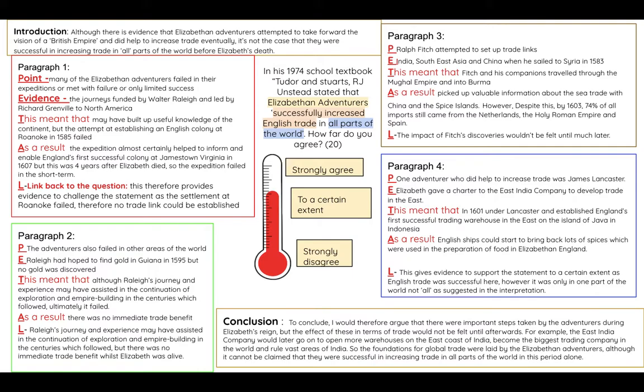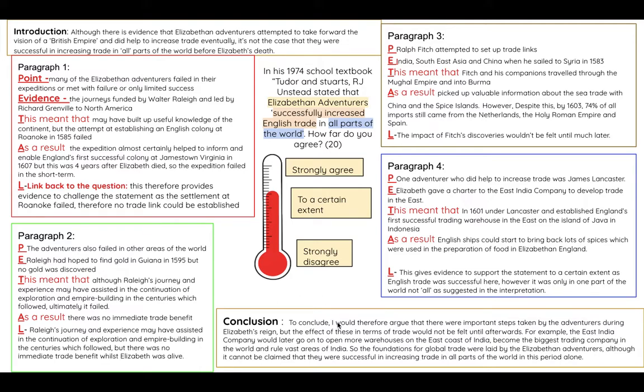And my overall conclusion. So thinking about my clinching argument down here. To conclude, I would therefore argue that there were important steps taken by the adventurers during Elizabeth's reign, but the effect of these in terms of trade would not be felt until afterwards. For example, the East India Company would later go on to open more warehouses on the east coast of India, become the biggest trading company in the world, and rule vast areas of India. So the foundations for global trade were laid by the Elizabethan adventurers, although it cannot be claimed that they were successful in increasing trade in all parts of the world in this period alone.